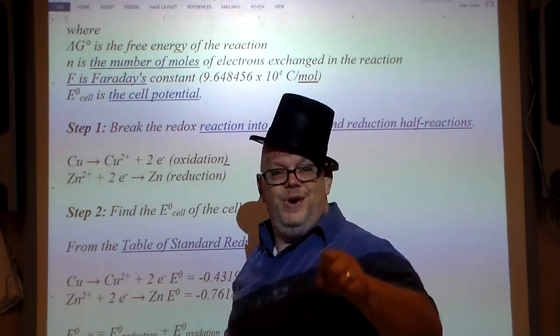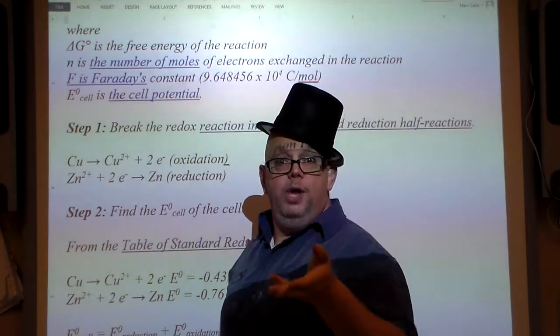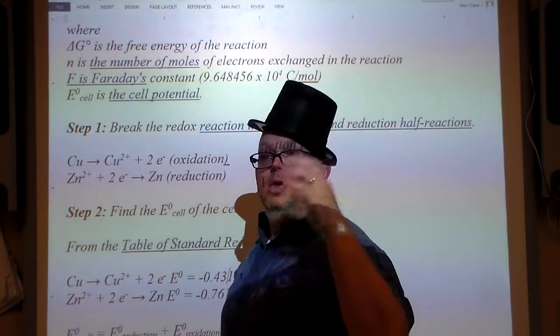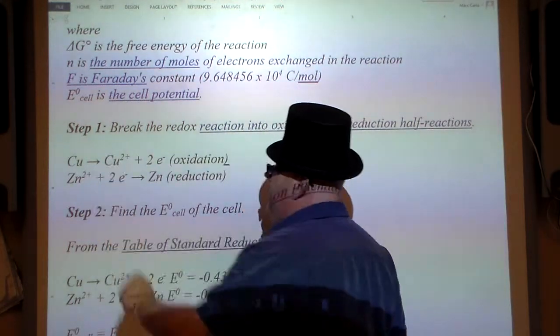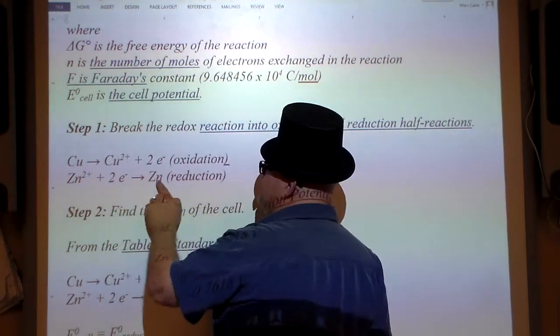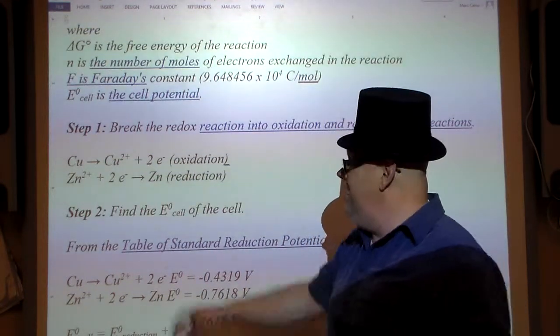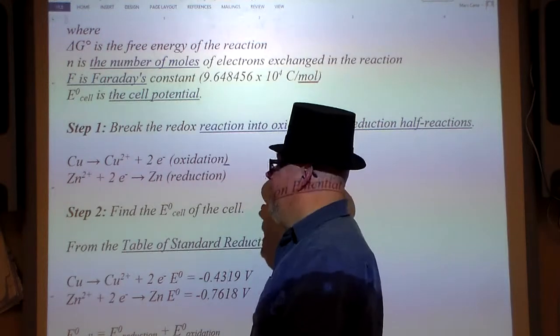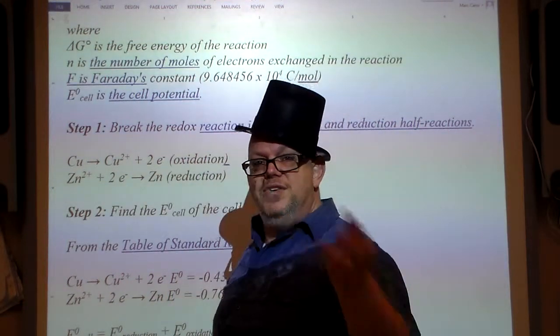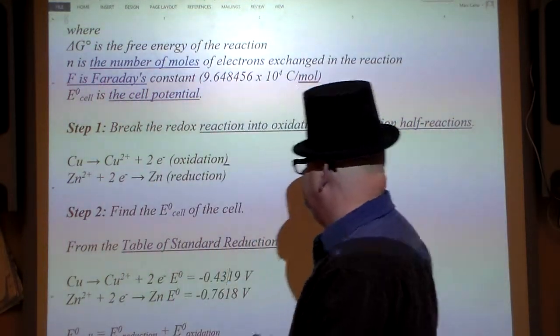Leo the lion goes grrr, okay? Or oil rig, oxidizing is losing. Leo, losing electrons, oxidation. And then here we have zinc in the form of an ion, plus 2 electrons becomes a zinc solid. Now it gained electrons, the grr, so it's reduced, okay? Or rig, reduction is gaining, okay?